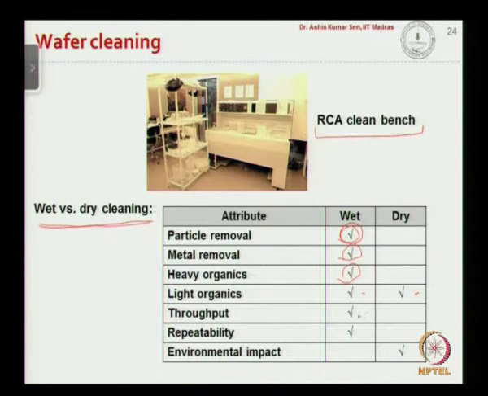The throughput of wet cleaning is much higher as compared to dry cleaning, and the repeatability of wet cleaning is also better. The only downside of wet cleaning is that we are using chemicals that are not environmentally friendly. Dry cleaning has a very good environmental impact. It is not hazardous to the environment, whereas wet cleaning is hazardous to the environment.